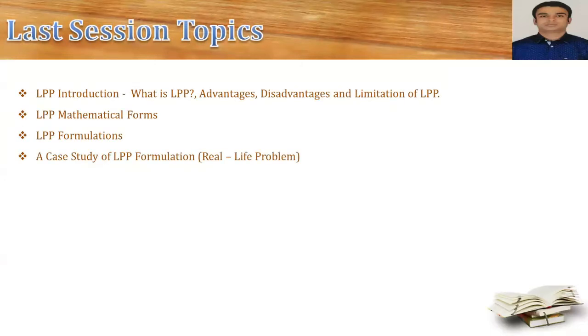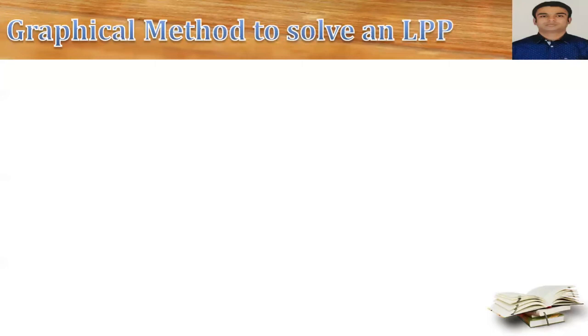In the last session, we discussed the RPP introduction, what is RPP, advantages, disadvantages, and limitations of the RPP, mathematical forms, canonical form and standard form of RPP, how to create the standard form of RPP formulation, and the case study of RPP formulation, a real-time problem. Now, in this lecture, we discuss the RPP solution by the use of the graphical method.